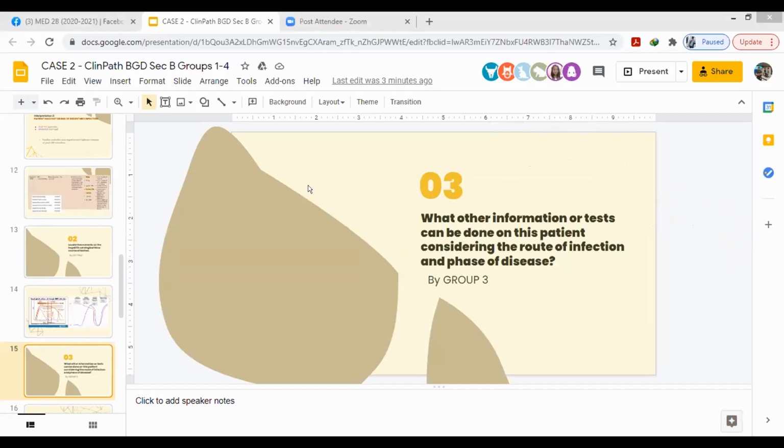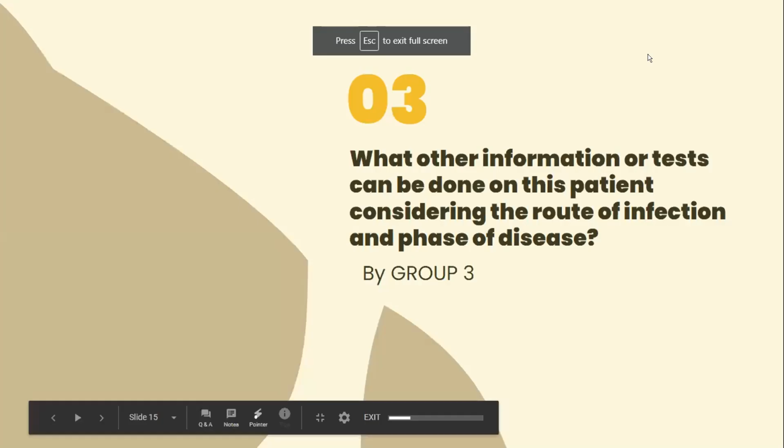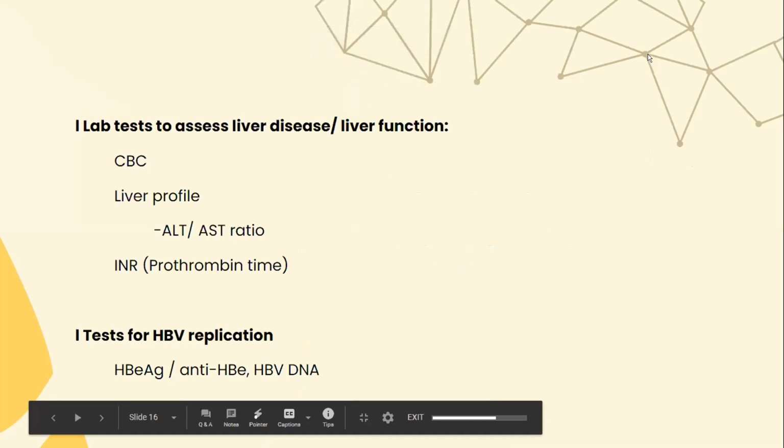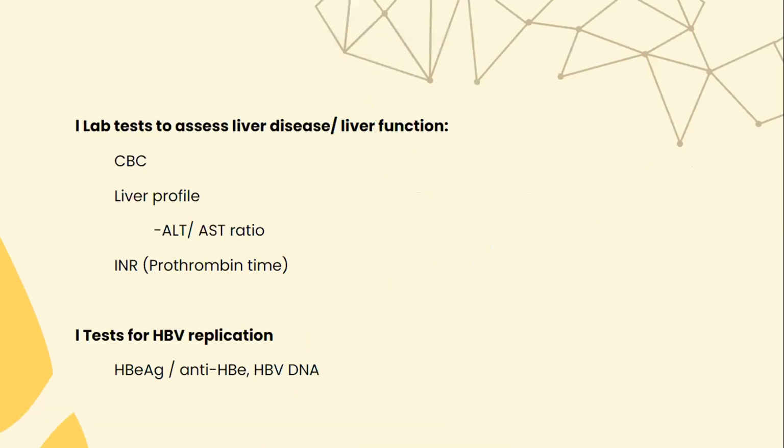For question number 3, what other information or test can be done on this patient considering the route of infection and disease? We will run laboratory tests to assess the liver disease, or the liver function test. For the laboratory tests, we have the CBC and the liver profile like the ALT, AST ratio, and the INR. We also have the HBV replication test.